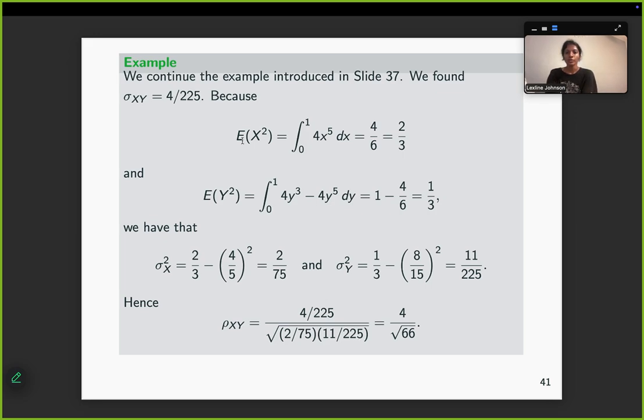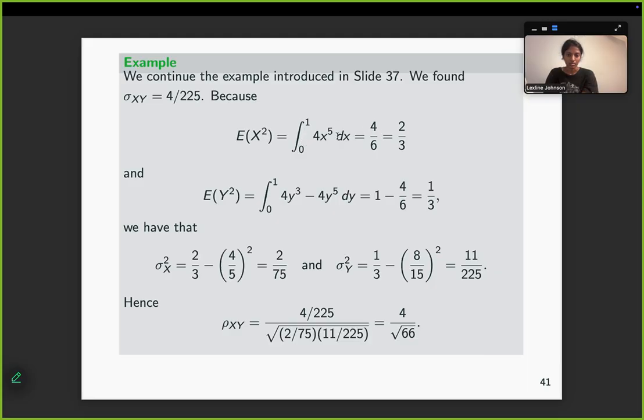And so let's just look at an example. If we use our previous example, we found that the covariance of x and y is equal to 4 over 225. And now we can solve for our standard deviation of x and y. We know from previously our formula for variance is equal to our expected value of x squared minus our expected value of x, and then we square that value. So then we can solve for our expected value of x squared.